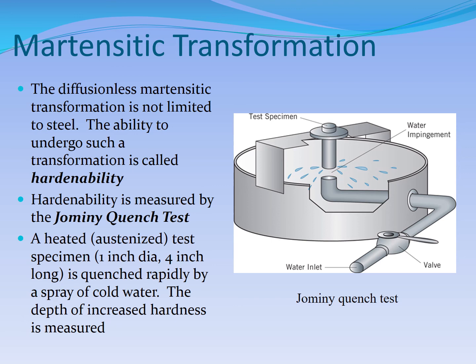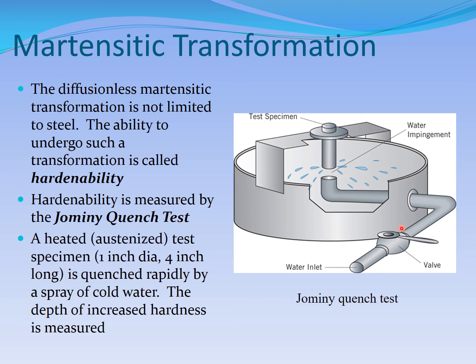So we are still talking of the martensitic transformation, and here we are mentioning a special test called the Jominy quench test. Those of you who have done the course on engineering materials, a higher course than material science, most probably have done this in the lab. This is a test for finding the hardenability, right? How much can a material be hardened? The ability to undergo martensitic transformation is called hardenability. This is measured by the Jominy quench test.